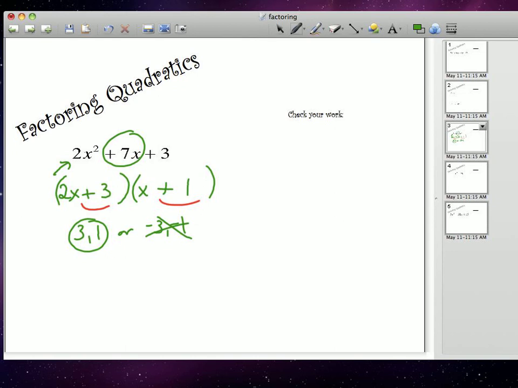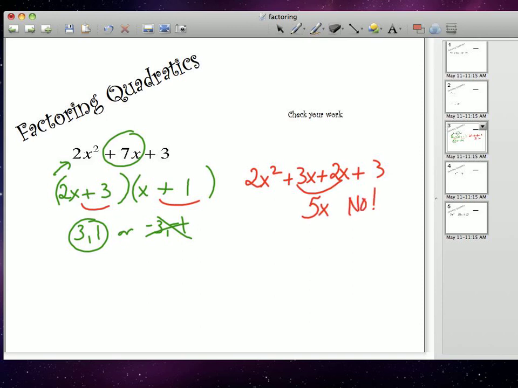All right, here's where I encourage you to check. 2x times x is 2x squared. 3 times x is 3x. 2x times 1 is 2x, plus 3x. This is going to give us 5x. It doesn't work. Nope, back to the drawing board.